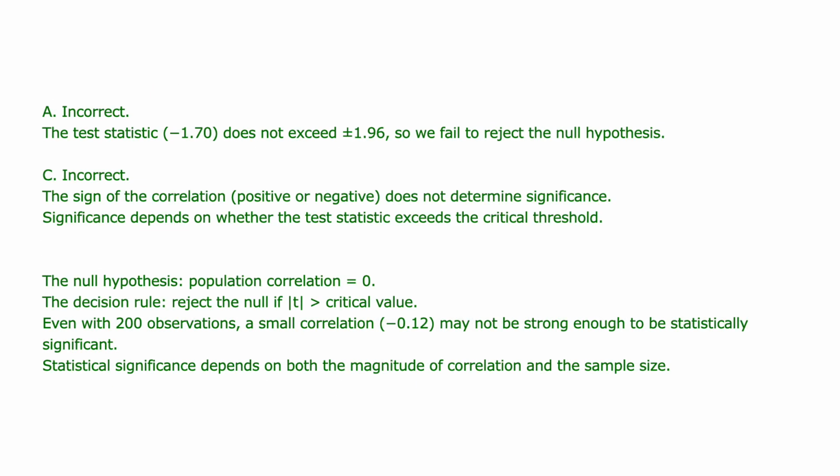Option A is wrong because the test statistic does not exceed the critical value. Option C is wrong because the sign of the correlation, negative, does not determine significance. Significance depends on whether t is greater than the critical value, not on the sign of r. Even with a large sample size, a weak correlation may still be insignificant.